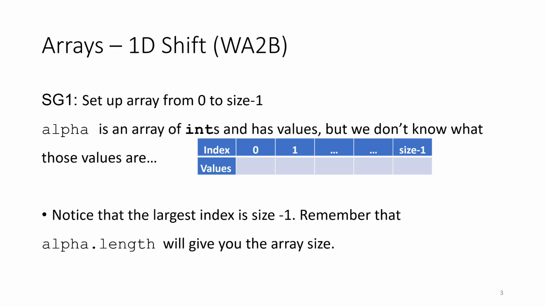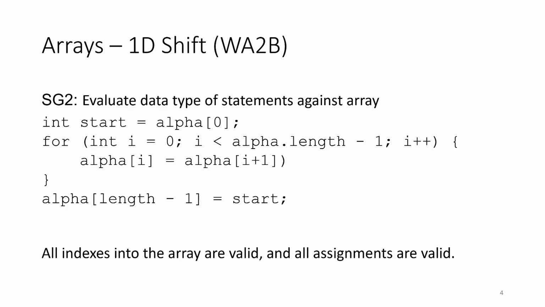Subgoal 1 is to set up the array from 0 to size - 1. We know that alpha is an array of integers and it has values, but we don't know what the values are, so we will set up the array to go from index 0 to index size - 1. Remember that alpha.length will give you the array size.